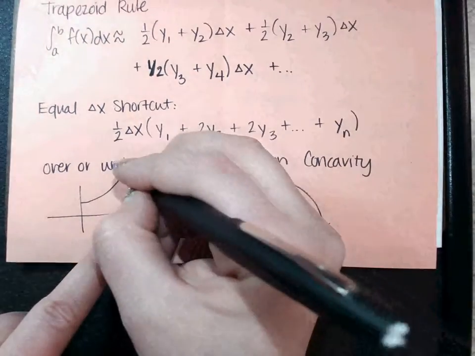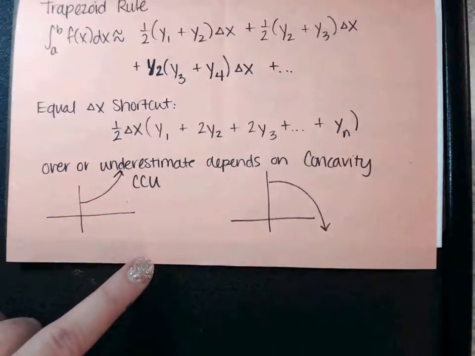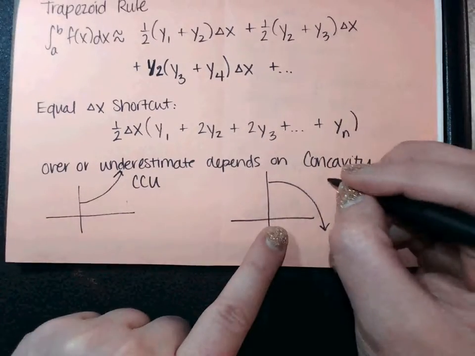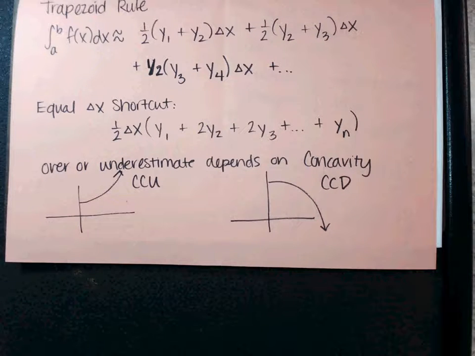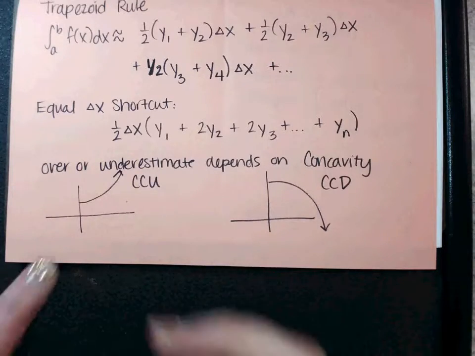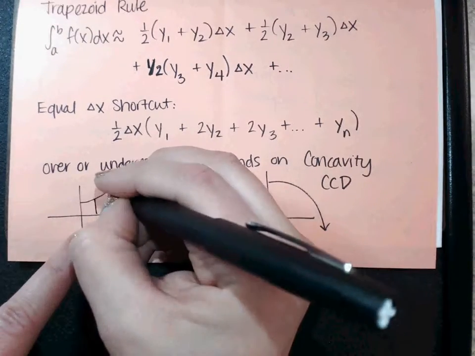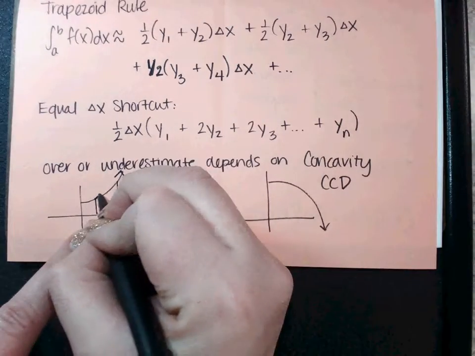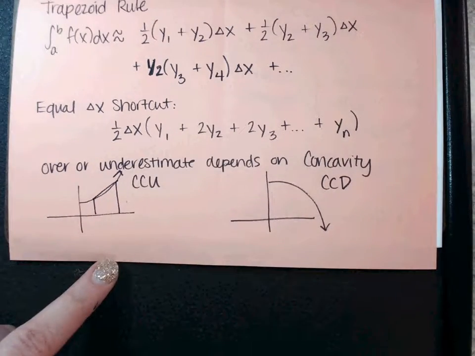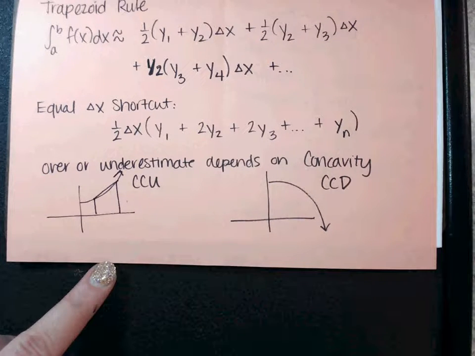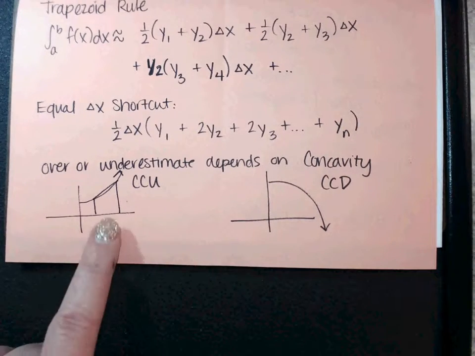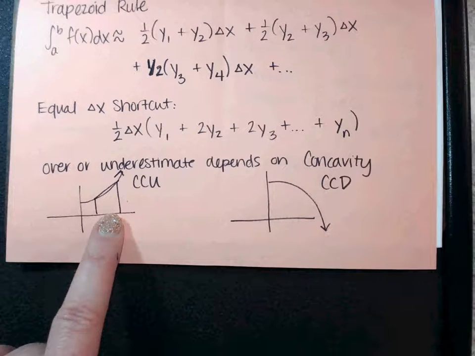So this is CCU for concave up. This is CCD for concave down. And then what I would do on the AP test or on any other test is I would just draw a little sample. Pick a little section of your graph, and then draw a trapezoid. How does the area of my trapezoid compare to the actual area under my curve? Is it too big or too small here?